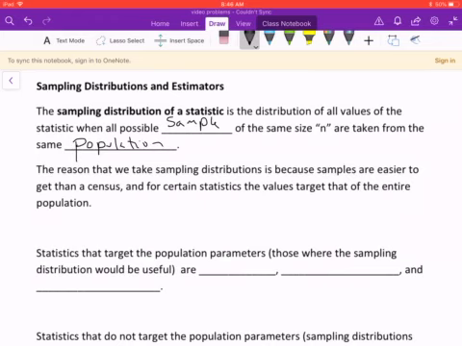The reason that we take sampling distributions is because samples are easier to get than a census, and for certain statistics, the values target that of the entire population. I'll go into a little bit more detail about what we mean by this in a second.